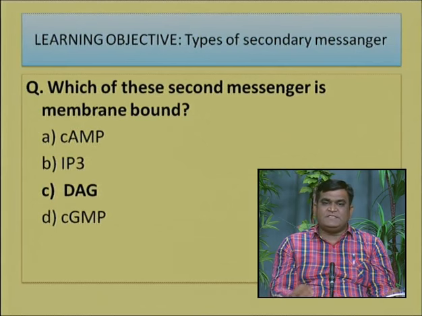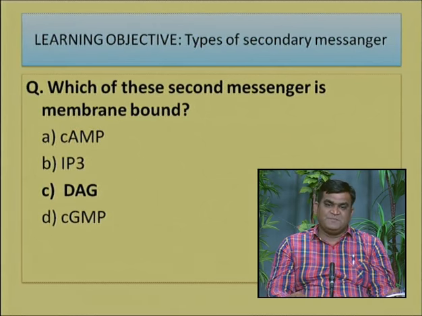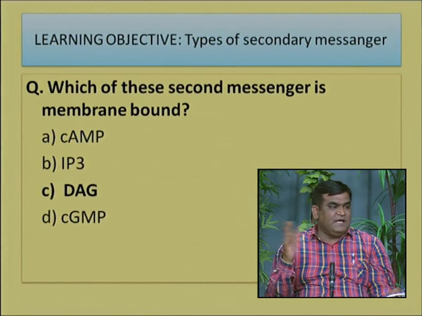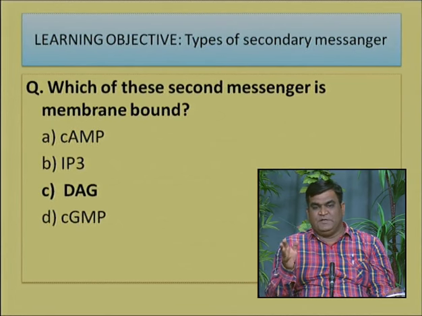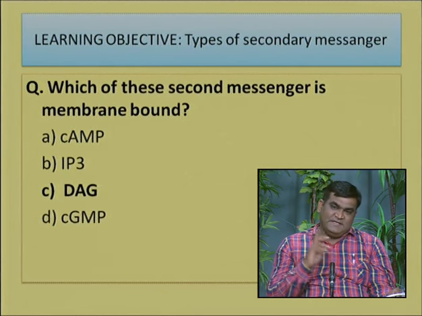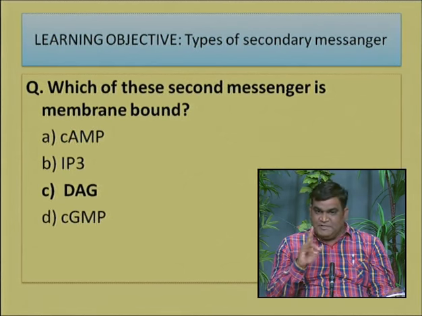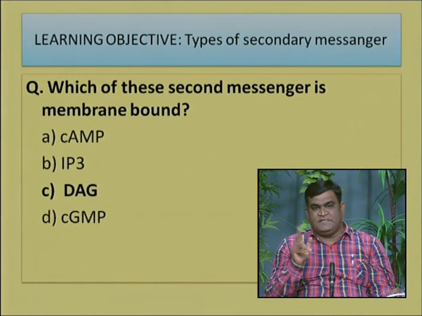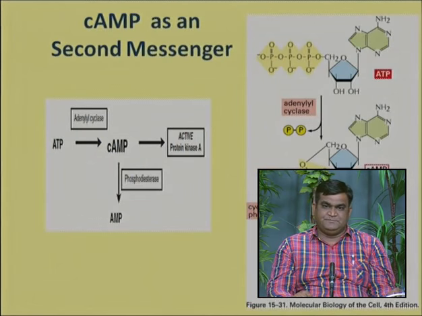Now, which of these secondary messengers is membrane bound? So cyclic AMP is soluble, IP3 is soluble and cyclic GMP is also soluble. Only diacylglycerol is the secondary messenger which is bound to the membrane. So the correct answer is C, that is diacylglycerol.